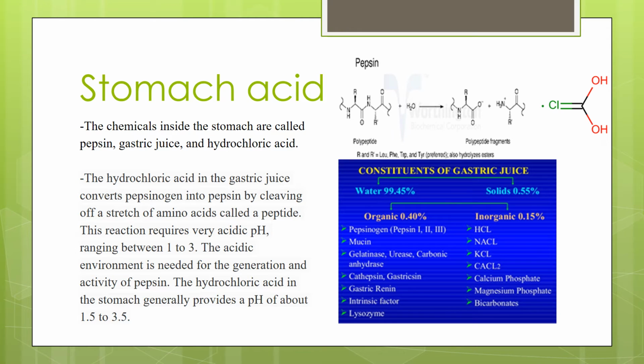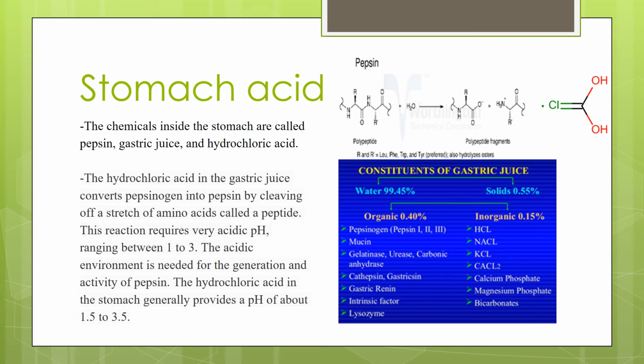The chemicals inside the stomach are called pepsin, gastric juice, and hydrochloric acid, pictured to the right. Hydrochloric acid in the gastric juice converts the pepsinogen into pepsin by cleaving off a stretch of amino acids called a peptide. This reaction requires a very acidic pH, normally ranging between 1 and 3.